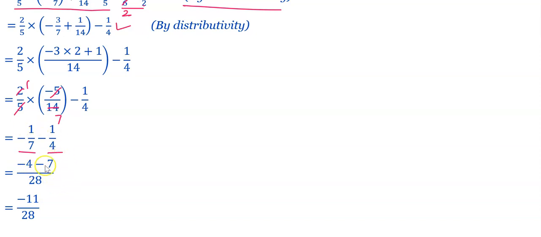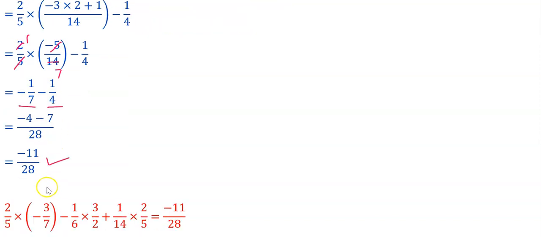Again make cross multiplication. 1 into 4 is 4, 7 into 1 is 7. Minus 4 minus 7 is minus 11. Therefore you will get minus 11 upon 28. Okay, for the multiplication, to the denominator here we have 7 into 4, that is 28. Okay.